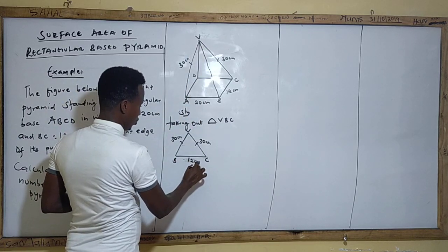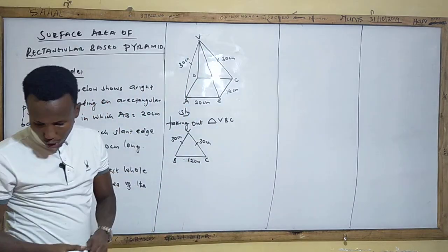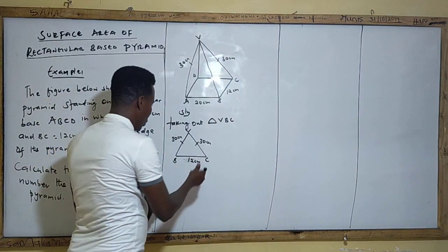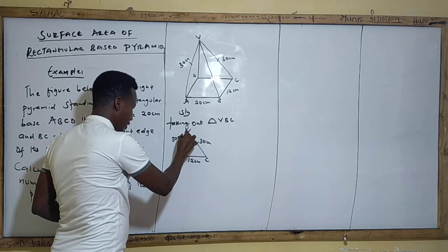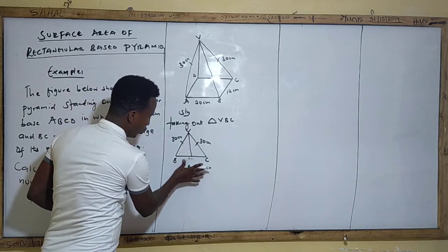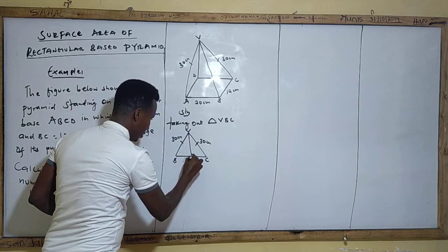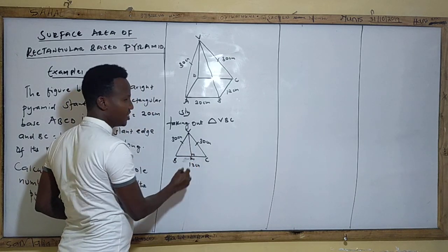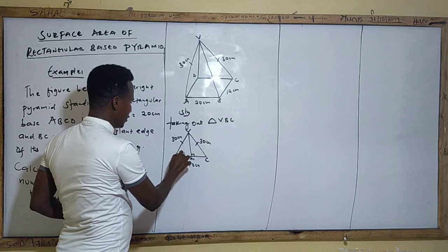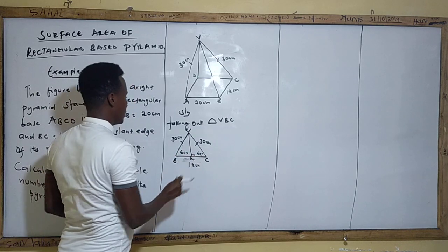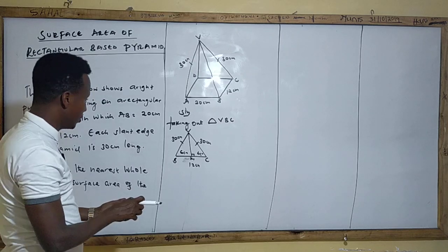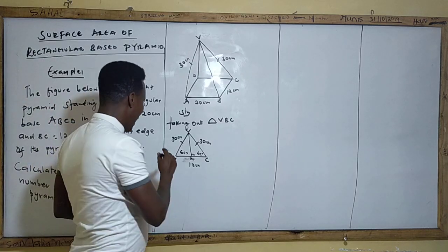This is 12 centimeter. You must have your calculator. I will drop a line from V to meet BC, and we will call this point M always. So M divides BC into 2 equal parts. This will be 6 centimeter, here also 6 centimeter. So now let me get the height, for your information guys, the height is VM.